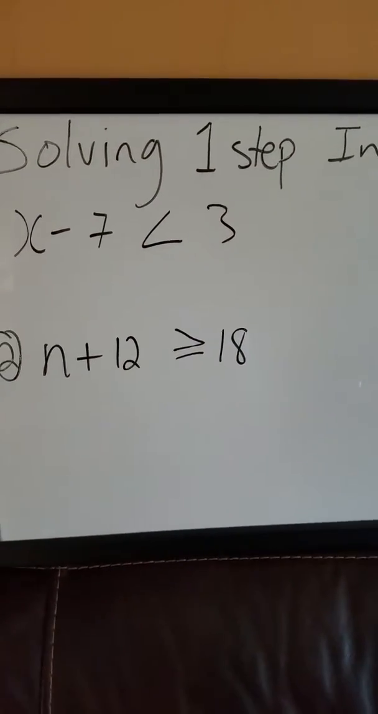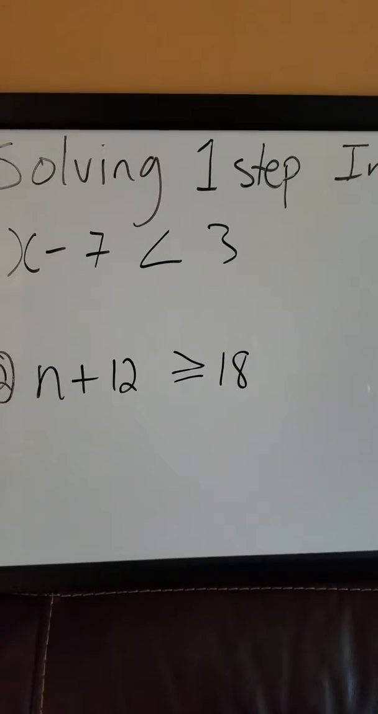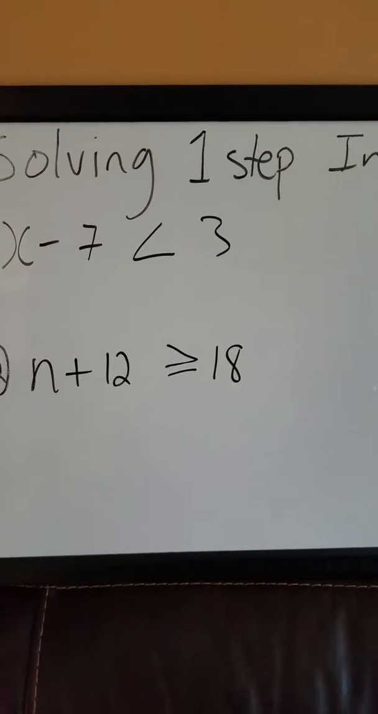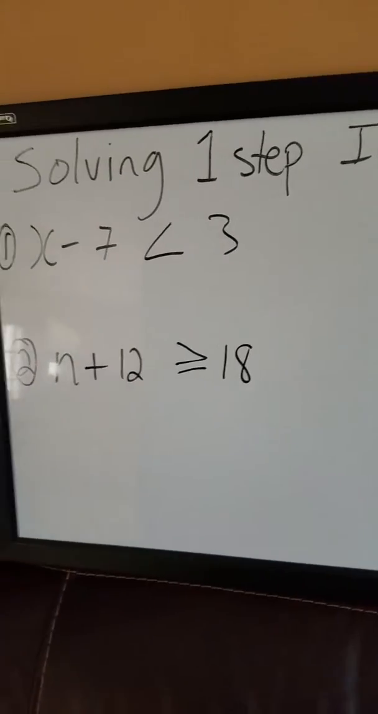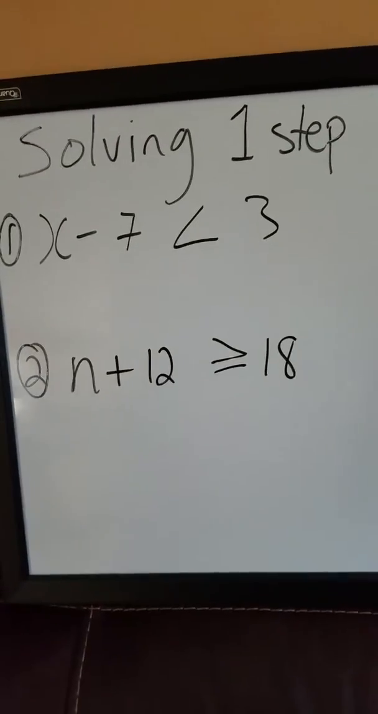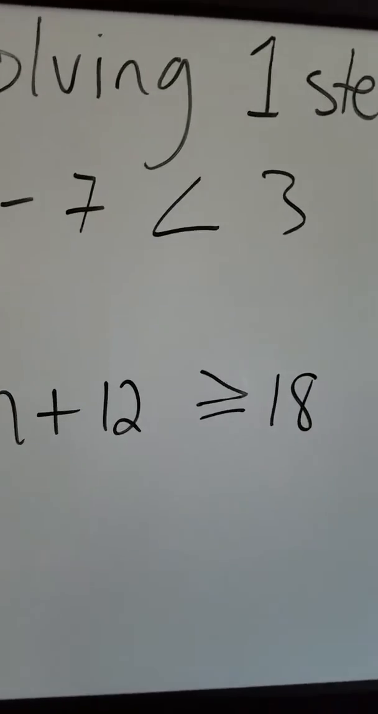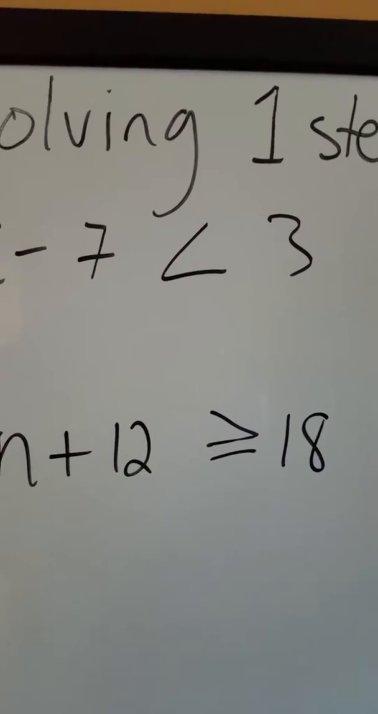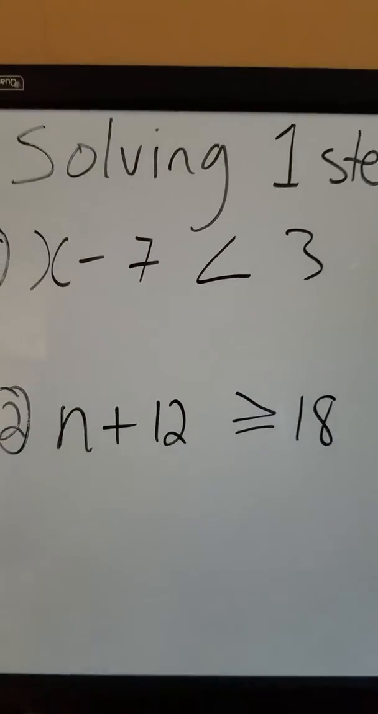An inequality is basically either a less than or greater than sign, or actually I guess I should include that it could also be less than or equal to or greater than or equal to. So it's everything except for an equal sign.